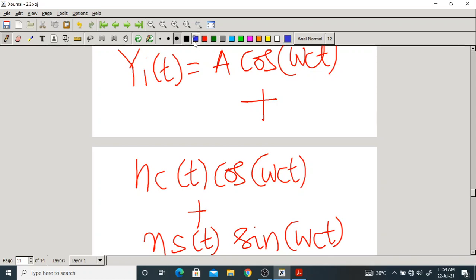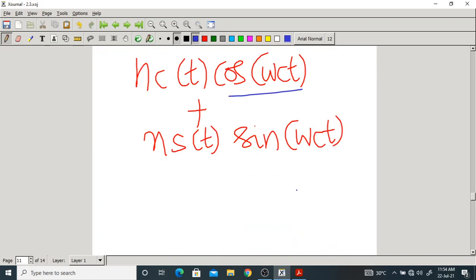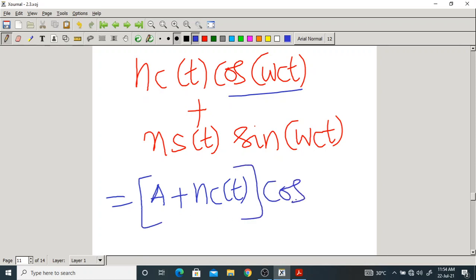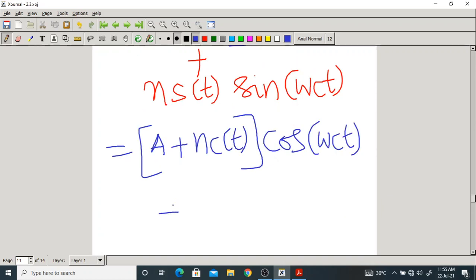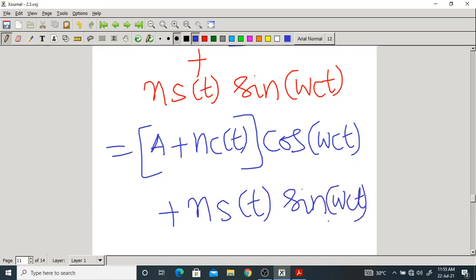In this, what can we do? We can take cos omega ct common. A plus nc of t, into cos omega ct, plus ns of t sin omega ct. This is the input to the discriminator in the absence of the message signal.